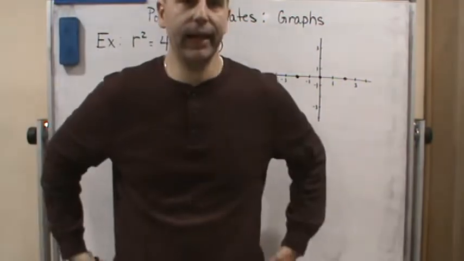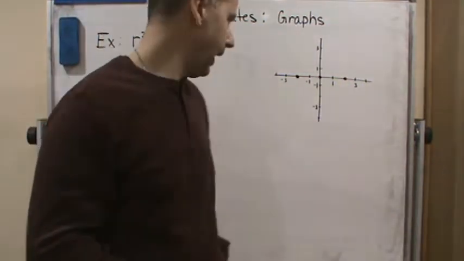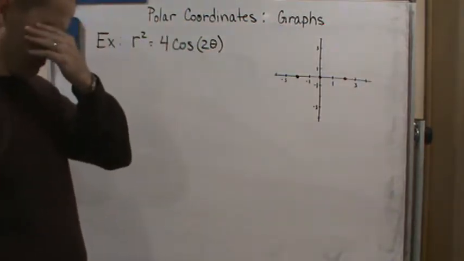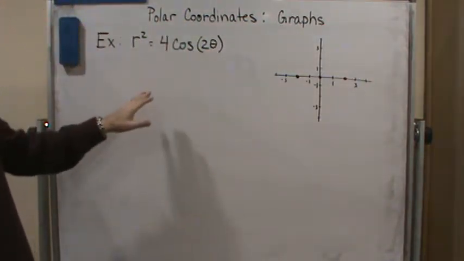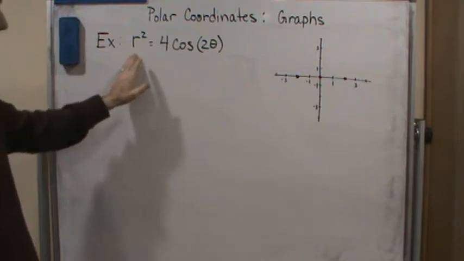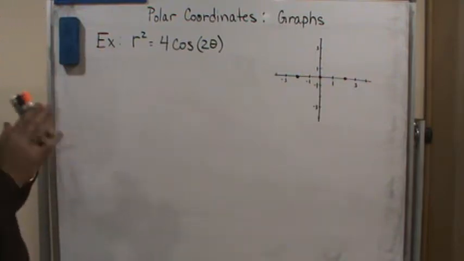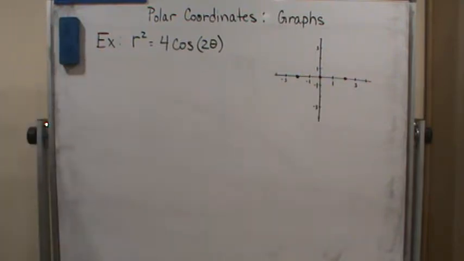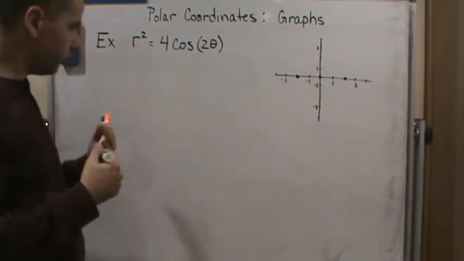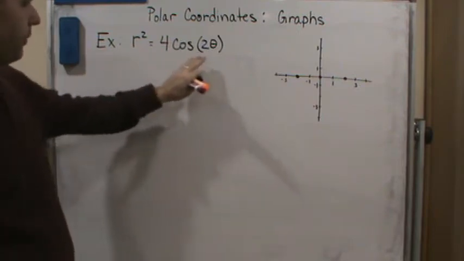Okay, so welcome back, and now what we're going to do is a graph of a lemniscate. So we're going to do this one here. A couple things we need to do. What we need to do is go through our steps and know how this behaves.